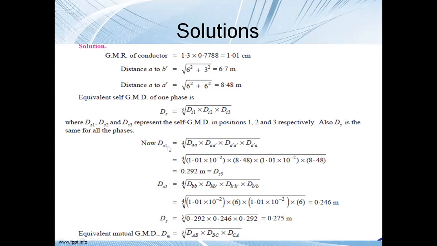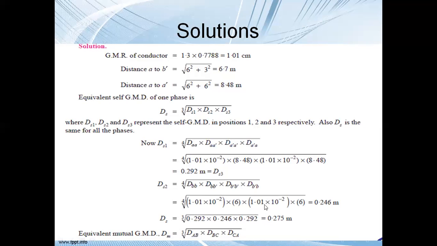DS1 you have to calculate: that is the fourth root of DAA into DAA dash into DA dash A dash into DA dash A. You have to substitute the values. Then DS2 will be the fourth root of DBB, then DBB dash, then DB dash B dash, then DB dash B. Then the third calculation, DS3, is done the same way: DCC into DCC dash into DC dash C dash into DC dash C. That will be the fourth root of that.